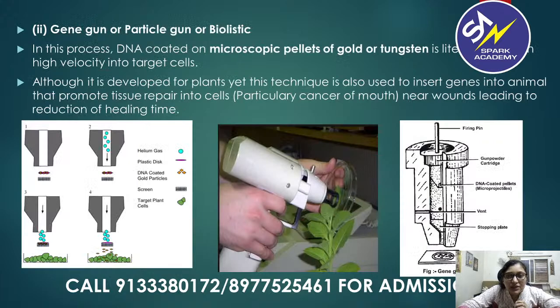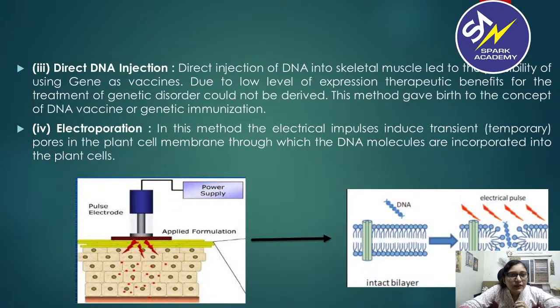Then gene guns are used. These are pictures of gene guns. In this process, DNA is coated on microscopic pellets of gold or tungsten. Then it is shot at high velocity into the target cells. They are transferred with this type of gene gun. Then direct DNA injection and electroporation.